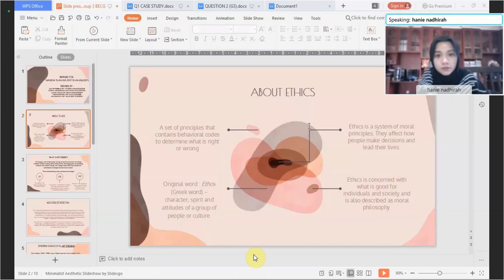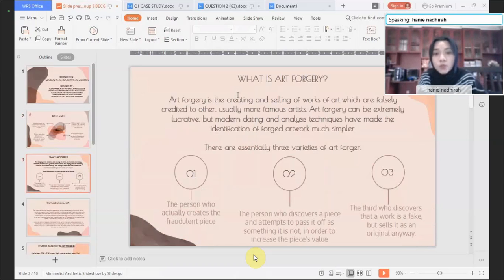Next is what is art forgery. Art forgery is the creating and selling of works of art which are falsely credited to other, usually more famous artists. Art forgery can be extremely lucrative, but modern analysis techniques have made the identification of forged artwork much simpler. There are essentially three varieties of art forger. First of all is the person who actually creates the fraudulent piece. Next is the person who discovers a piece and attempts to pass it off as something it is not in order to increase the piece's value. And the last is the third who discovers that a work is a fake but sells it as an original anyway.